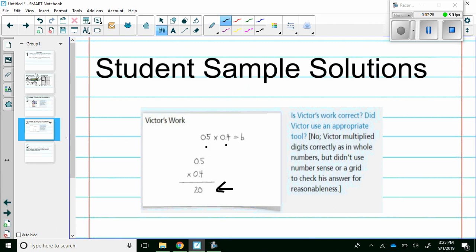Since we had 5 tenths times 4 tenths, again, we move the decimal one place to the middle, since we're working with decimals, another place here. So we're not working with whole numbers anymore. We're working with decimals, so we would need to move our decimal place 2 places here to make it 20 hundredths, or 2 tenths.